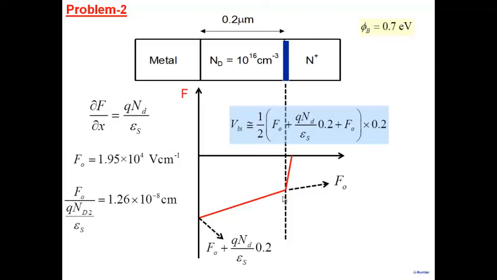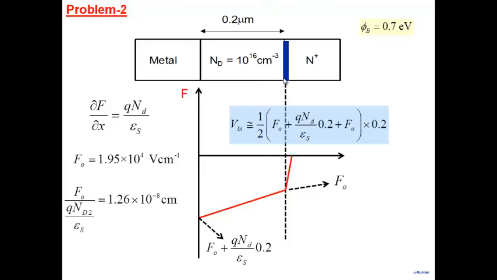F naught, what is the slope in this region here? Q ND2 by ES, correct? ND2 is the doping in this region, right? In any N region, the slope of the field is Q ND by ES. So I'm assuming an N plus region of a doping of 10 power 19, and I've calculated the width, and this value turns out to be 1.26 into 10 power minus 8 centimeter. That is 1.26 angstrom. So it's very, very narrow.